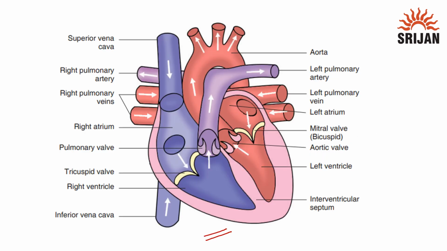Here we can observe the blood vessels bringing blood to the heart. So we have the superior vena cava, inferior vena cava and pulmonary vein that are bringing blood to the heart. We can also observe the blood vessels leaving the heart. So here we have the pulmonary artery and aorta which are taking blood away from the heart.